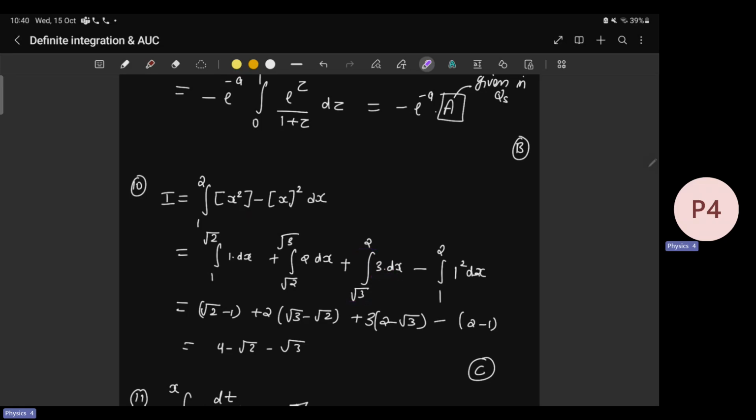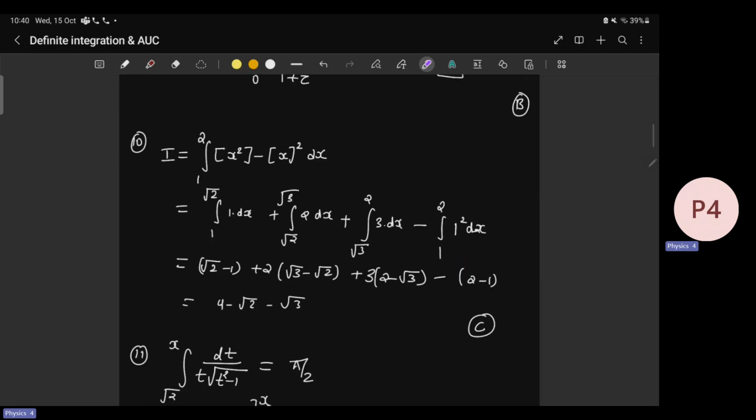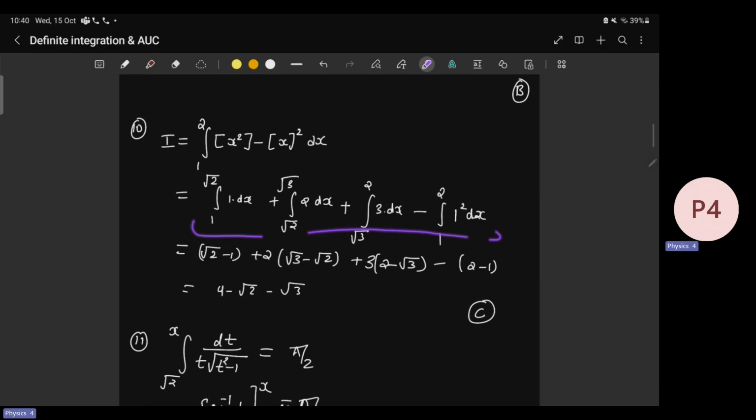Now we will deal with this minus part. In interval 1 to 2, greatest integer of x will be 1 only, and its square dx. Now this is a simple problem. Just integrate 1, that is x, put the value of limit root 2 minus 1. Here 2 times root 3 minus root 2 plus 3 root 2 minus root 3 minus 2 minus 1. Simply solving this, we are getting 4 minus root 2 minus root 3. This is given in option number C. So option C is our correct answer for question number 10.